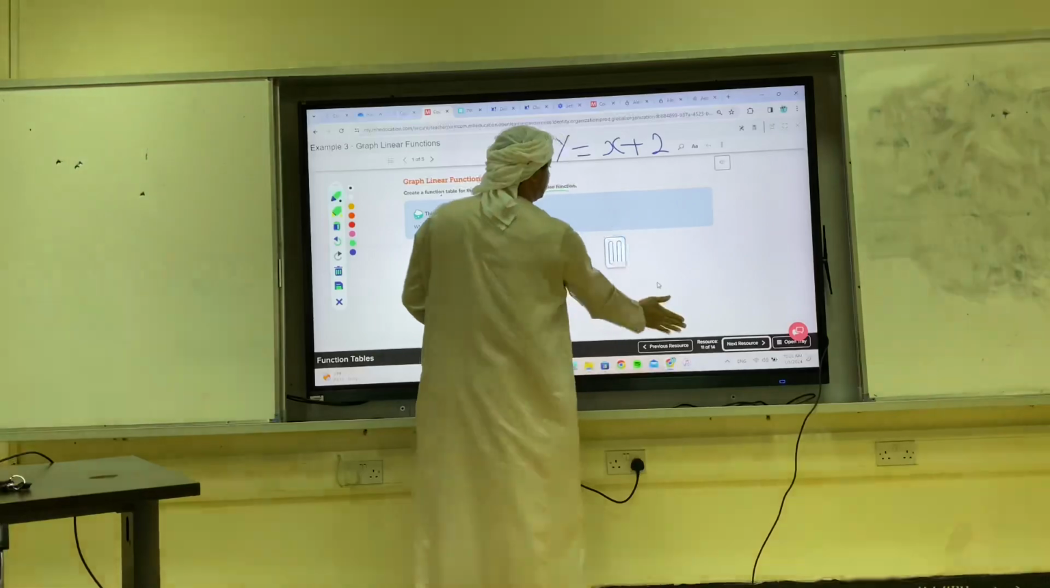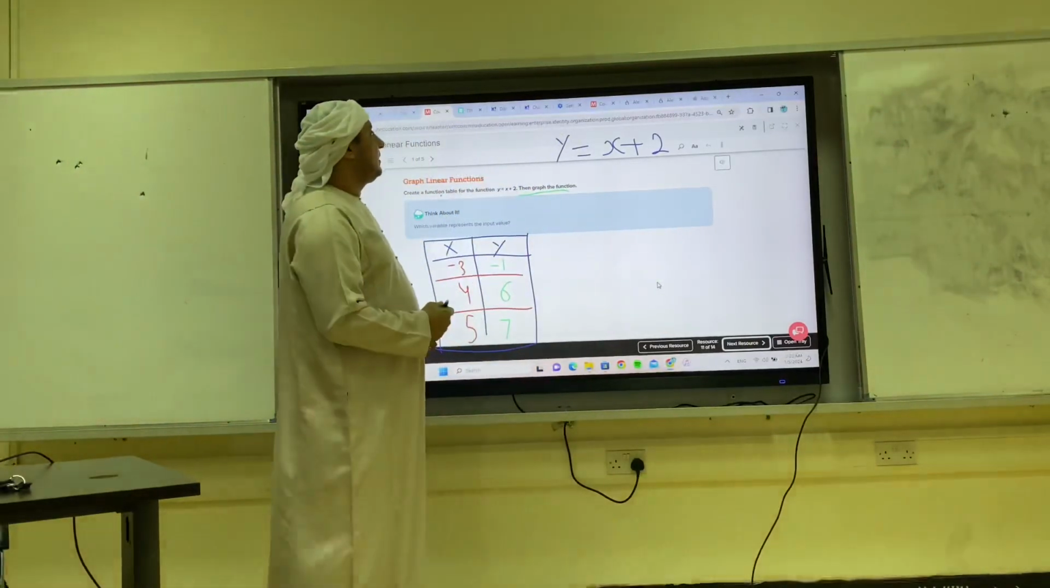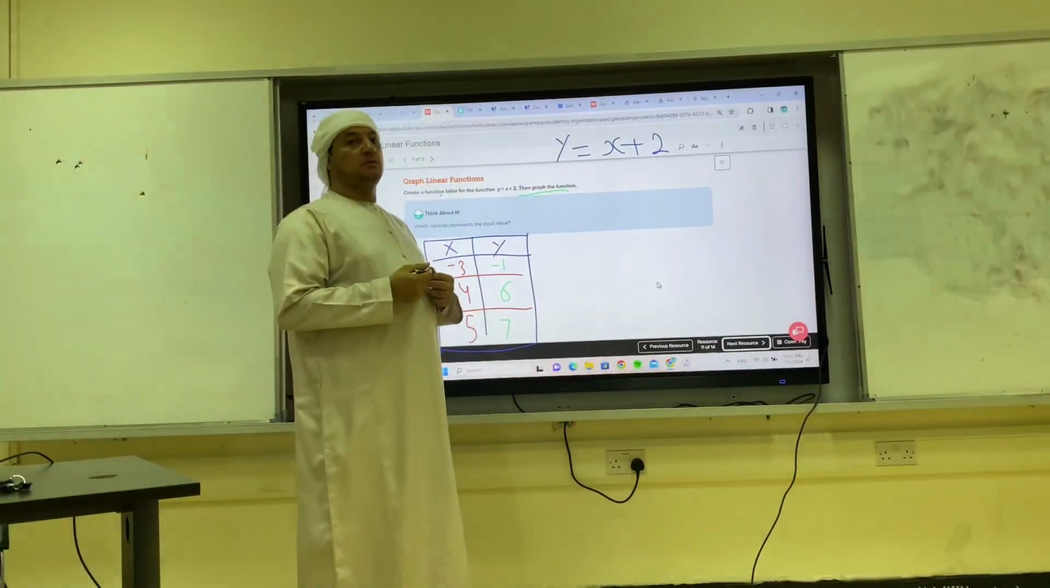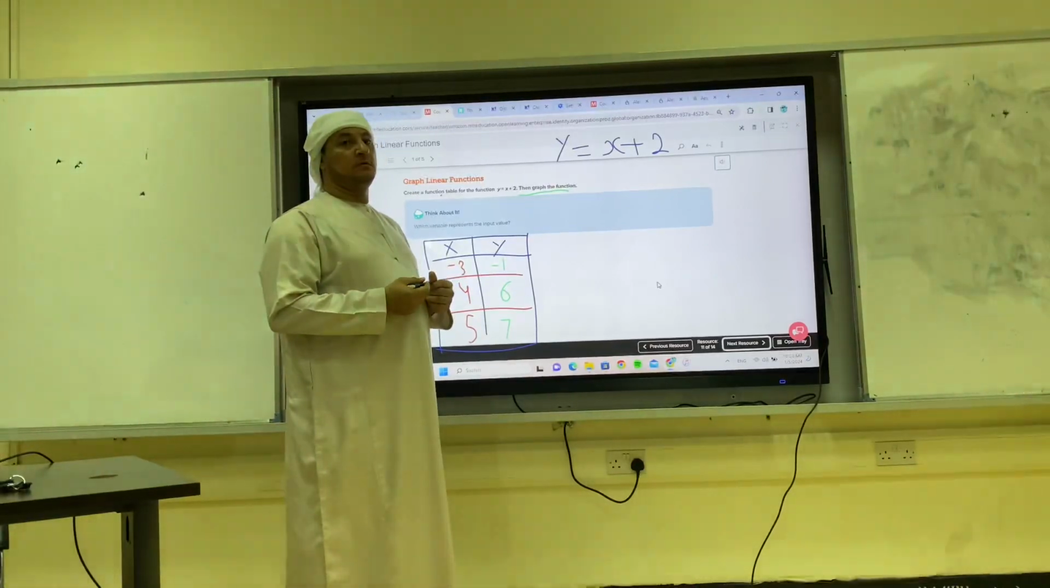Now, the horizontal line has a 0 slope. Mister, you said if 2 is in x, then x plus 2, you get 4.